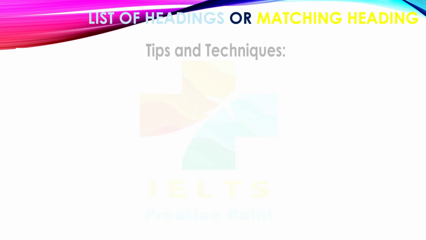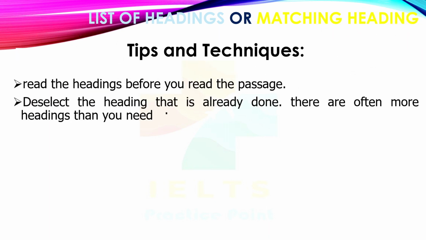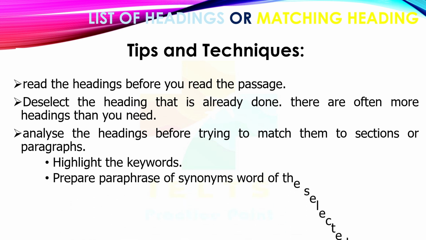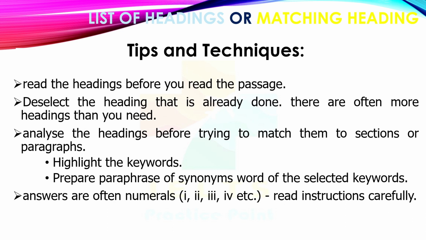Tips and techniques. Read the headings before you read the passage. Deselect the heading that is already done. There are often more headings than you need. Analyze the headings before trying to match them to sections or paragraphs. Highlight the keywords. Prepare paraphrases or synonyms of the selected keywords. Answers are often numerals, so read instructions carefully. Answers do not come in order.